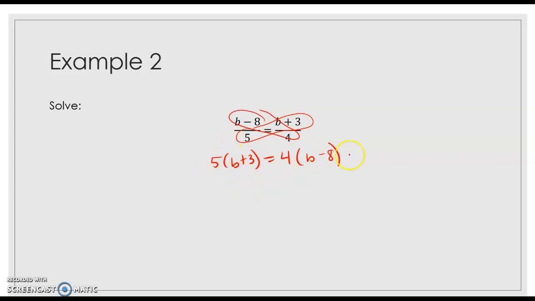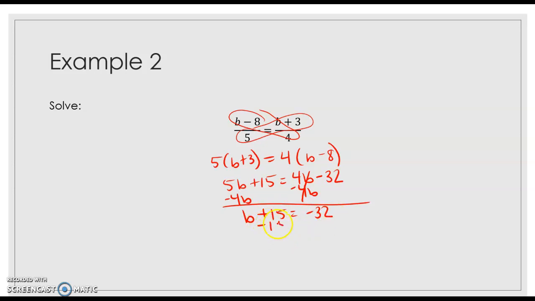My first step is going to be to distribute. I'm going to take 5 times b, which is 5b, and then 5 times 3, which is 15. Set that equal to 4 times b, which is 4b, and then 4 times negative 8 is negative 32. From here, I have variables on both sides of the equals. I don't have same-side like terms, so I'm skipping that step and moving on to the fact that I have variables on both sides. 4 is less than 5, so I'm going to subtract 4b from both sides using the subtraction property of equality. Now I have b plus 15 equals negative 32.